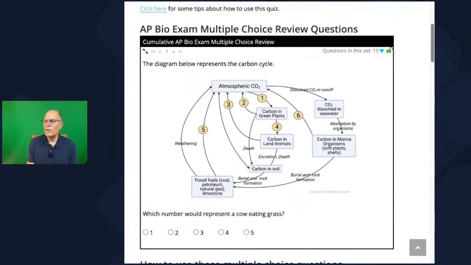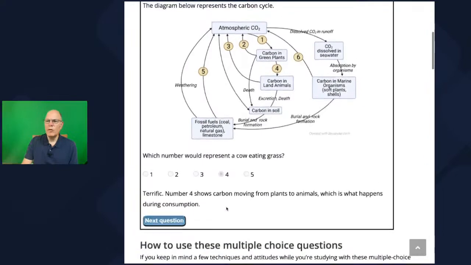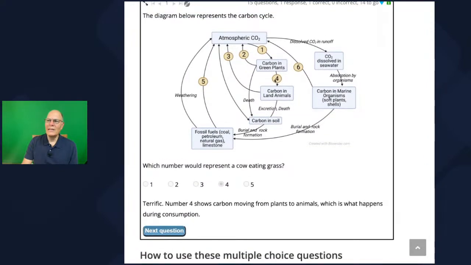Okay, the diagram below represents the carbon cycle. Which number would represent a cow eating grass? Love to see some answers in the chat. A cow eating grass. All right, we're going to click on number 4. Terrific. Number 4 shows carbon moving from plants to animals, and that's what happens during ecological consumption.